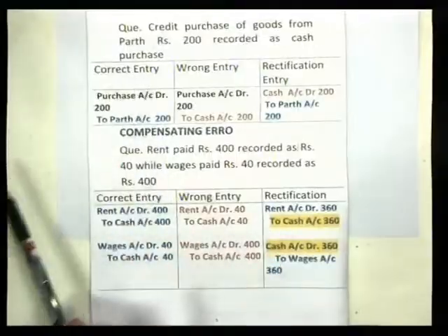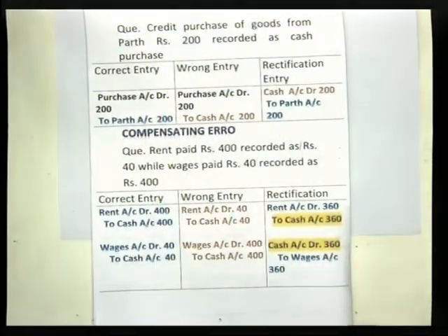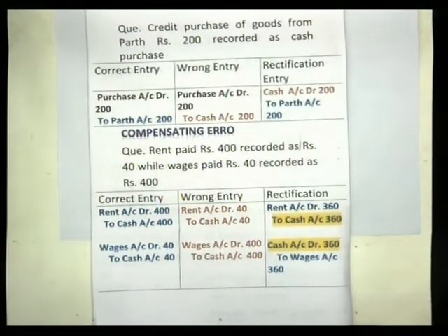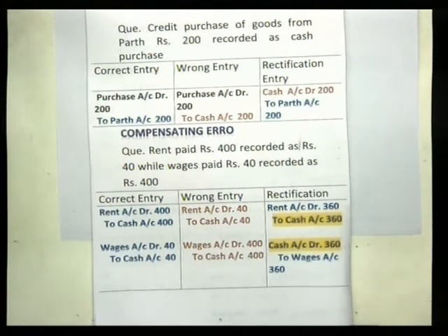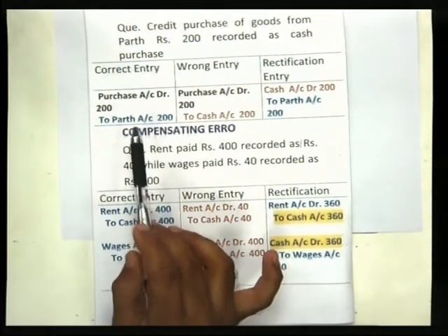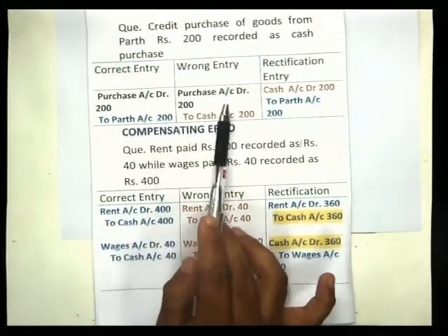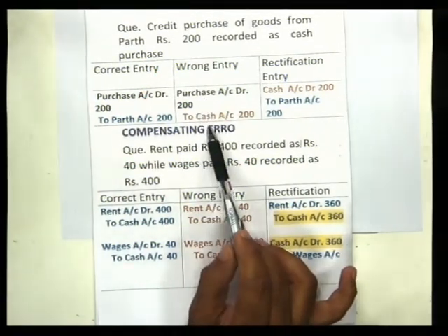Let us continue with the other examples of rectification of error. So here another example is that credit purchase of goods from Parth rupees 200 is recorded as cash purchase. So here the correct transaction is credit purchase from Parth. So the correct entry should be purchase account debited to Parth account. Now by mistake the credit purchase is recorded as cash purchase. So here the wrong entry is passed as purchase account debited to cash account.